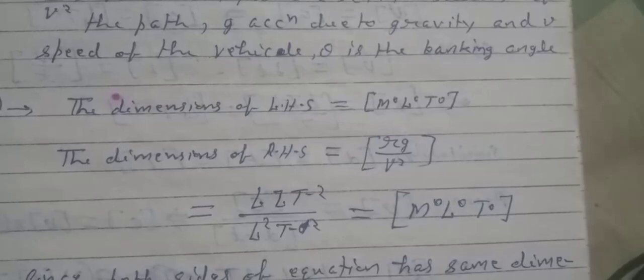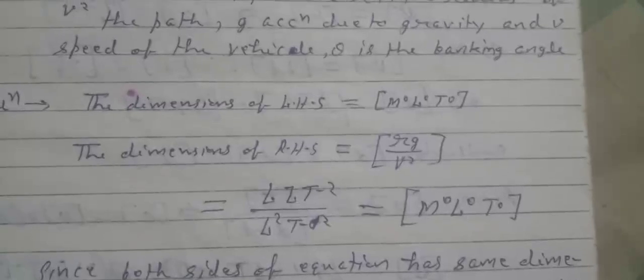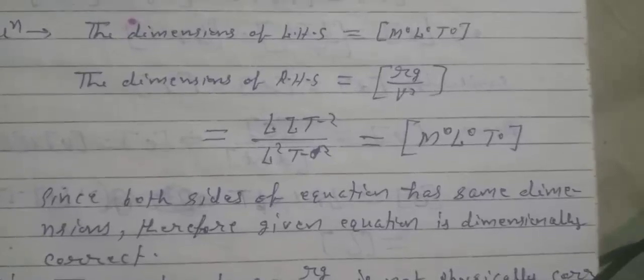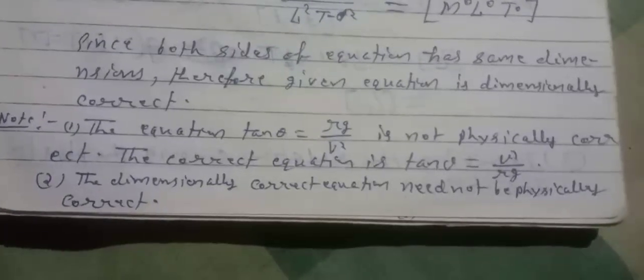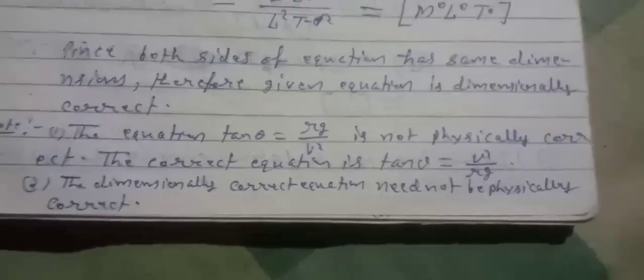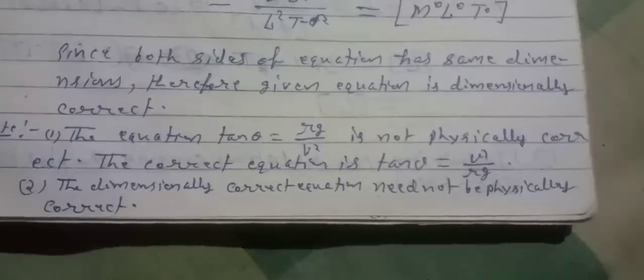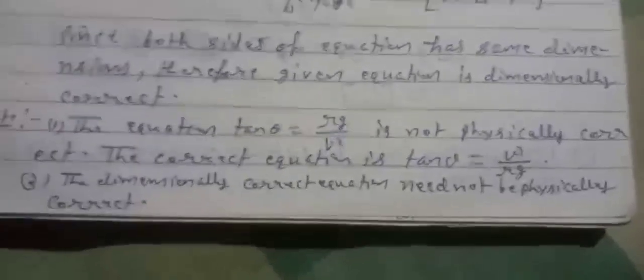is LT⁻² by L²T⁻², which equals M⁰L⁰T⁰, because RHS equals LHS. Since both sides of the equation have the same dimension, the given equation is dimensionally correct. Note: the equation tan theta equals Rg by v square is not physically correct. The correct equation is tan theta equals v square by Rg. Two: a dimensionally correct equation need not be physically correct.